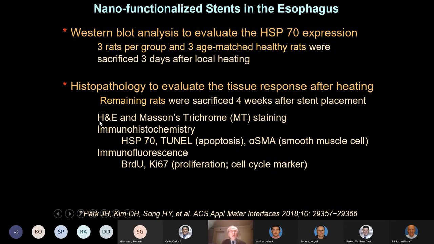For example, HE and Masson trichrome staining and immunohistochemistry, including heat shock protein 70 and TUNEL to see the apoptosis and alpha SMA to see the smooth muscle cell. And also we evaluated immunofluorescence with the use of BrdU and Ki67 for proliferation.